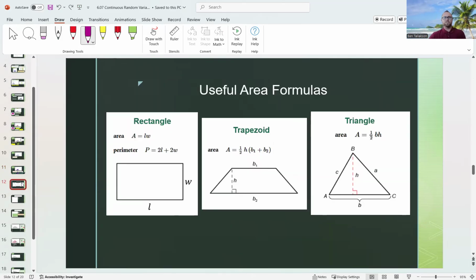So we've looked at these 3 area formulas. There's also a perimeter formula for the rectangle. Might come in handy. Remember, perimeter is the distance around. If you were to be standing here and take a lap around, how far would you walk?